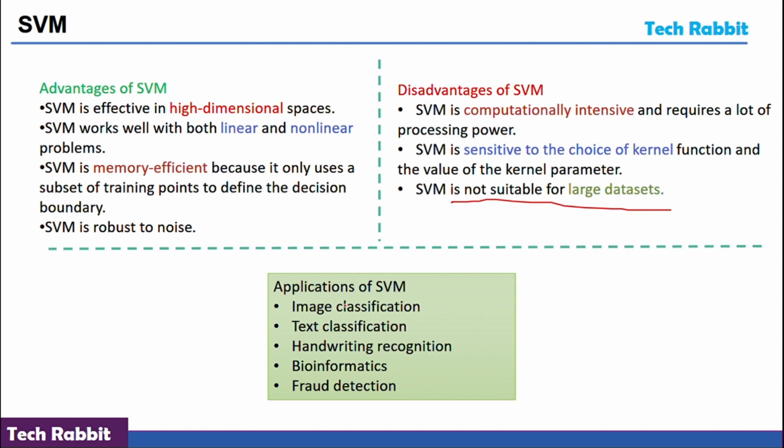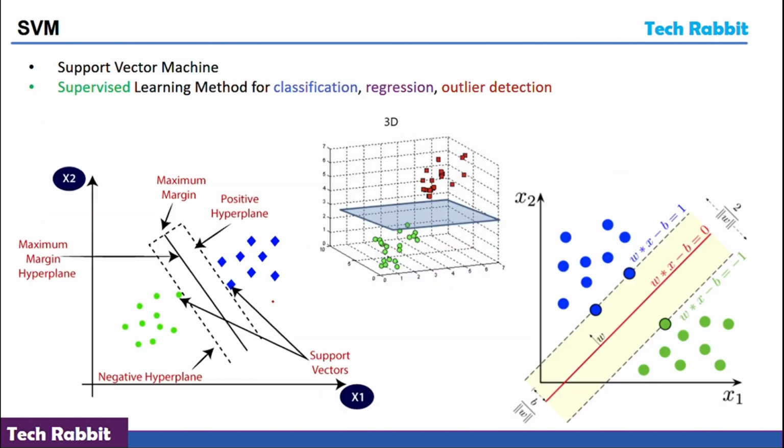Applications of SVMs are image classification, text classification, handwriting recognition, bioinformatics, and fraud detection. So this is about its applications.